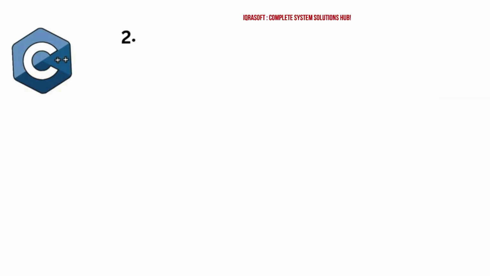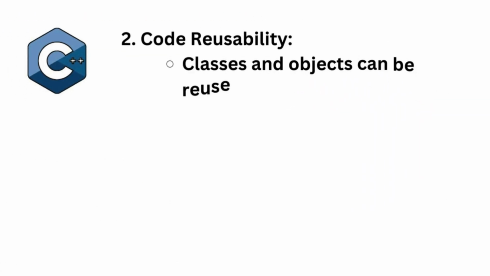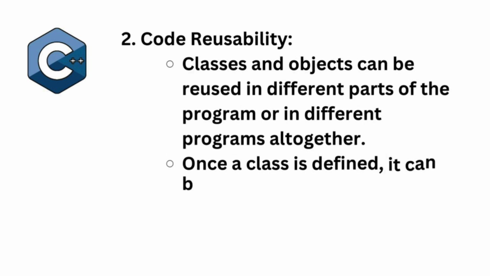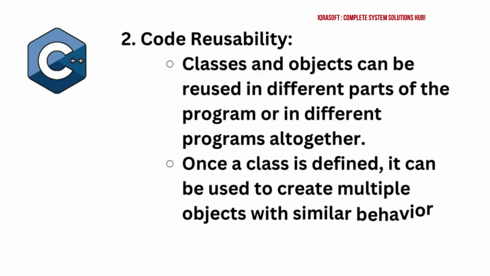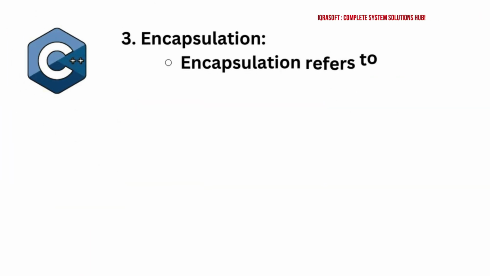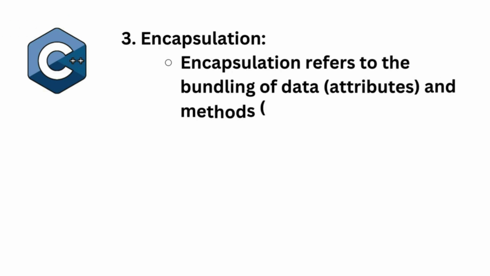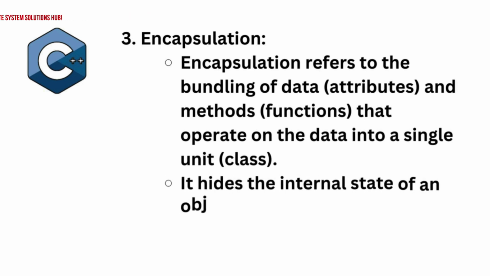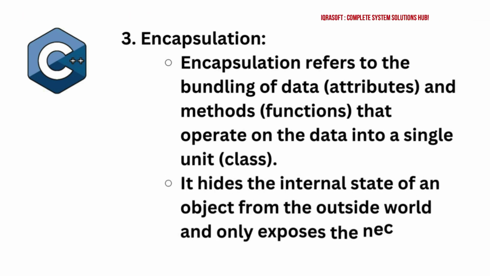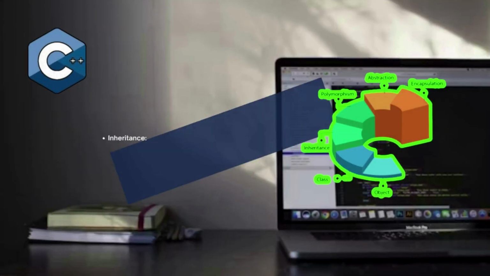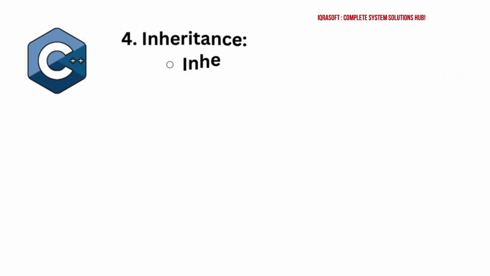2. Code reusability. Classes and objects can be reused in different parts of the program or in different programs altogether. Once a class is defined, it can be used to create multiple objects with similar behavior. 3. Encapsulation. Encapsulation refers to the bundling of data (attributes) and methods (functions that operate on the data) into a single unit, class. It hides the internal state of an object from the outside world and only exposes the necessary functionalities.